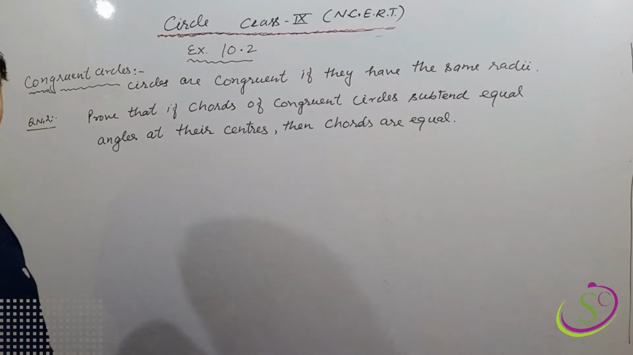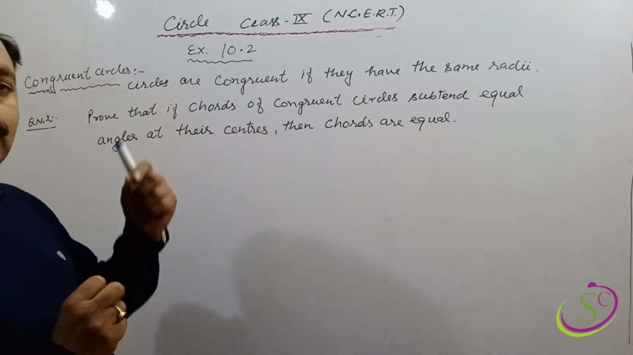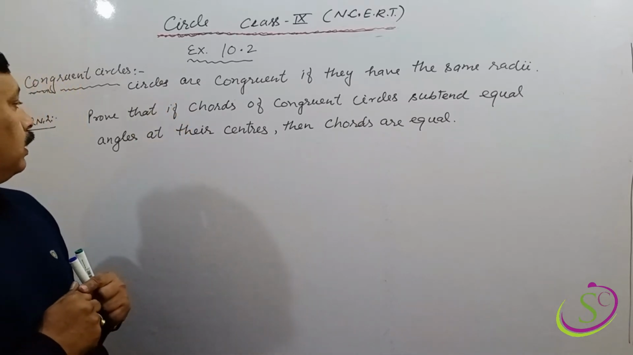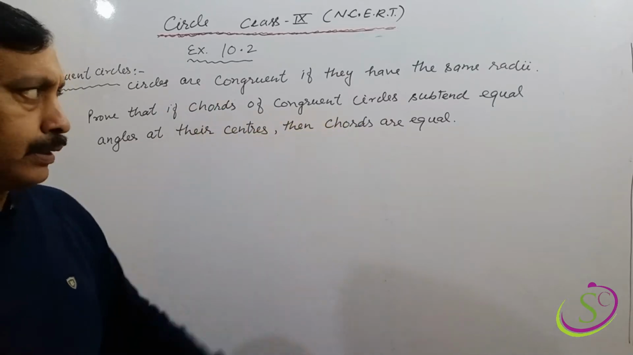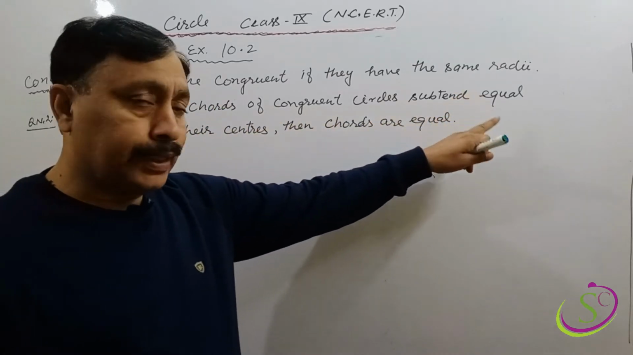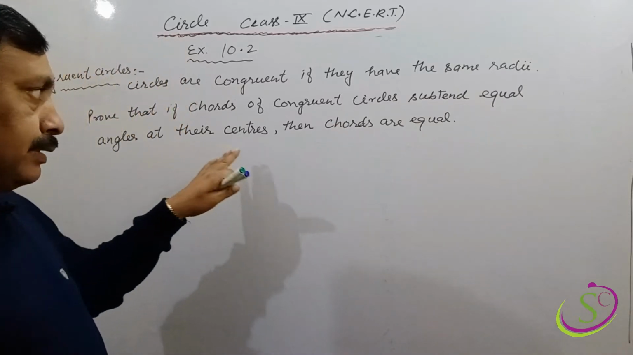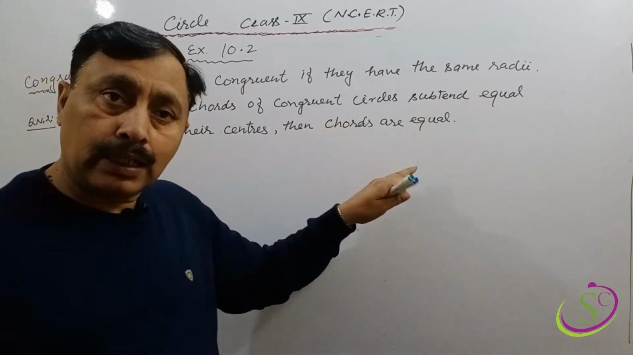Do it. Question number 2 from exercise 10.2. Prove that if chords of congruent circles subtend equal angles at their centers, then the chords are equal.